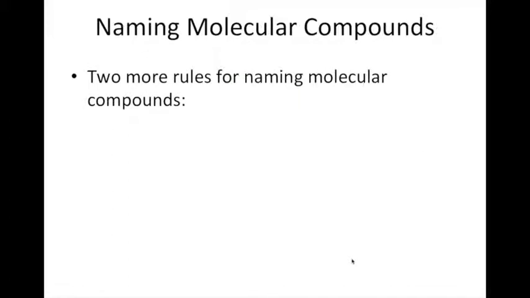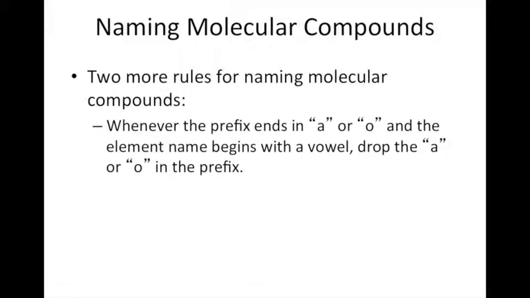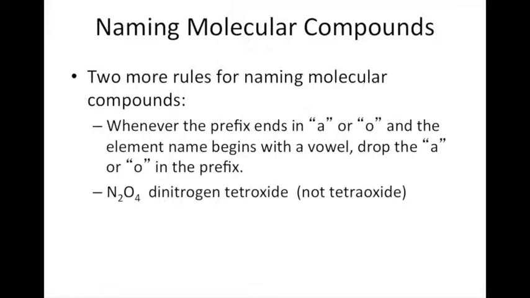There's a couple of other rules that we need to appreciate. I call these kind of grammatical rules. The first one is that if your Greek prefix ends in a or o, like tetra or mono, and the element begins with a vowel, we drop the a or o from the prefix. So that way we don't have two vowels directly adjacent to each other. So an example of that would be N2O4. We would say dinitrogen, but instead of saying tetraoxide, we drop the a from our prefix, so we say tetroxide. So we drop the a so we don't have the a and the o together.